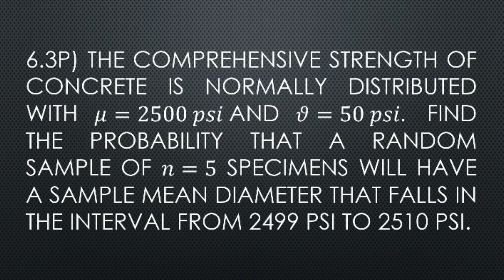For 6.3, the compressive strength of concrete is normally distributed with μ equal to 2500 psi and σ equal to 50 psi. Find the probability that a random sample of n equals 5 specimens will have a sample mean diameter that falls in the interval from 2499 psi to 2510 psi. Now let's go for the solution.